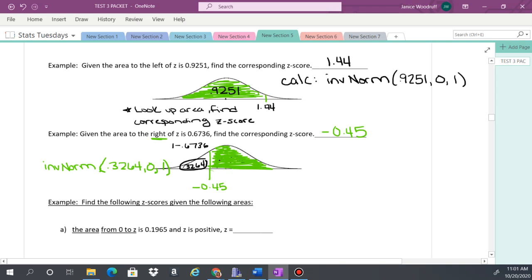And I have all of these curves here for you because I think it's important for you to draw it out to visualize it. You could easily pick a positive 0.45, but if you see that this is to the left of the mean, then you're going to know that it has to be negative. So it helps you to be aware of those things, because you guys know how to read a number line.